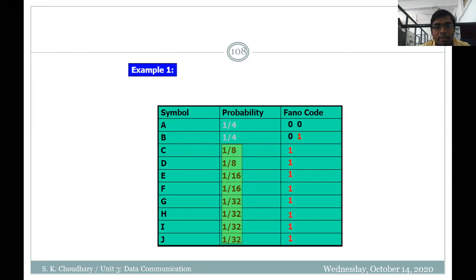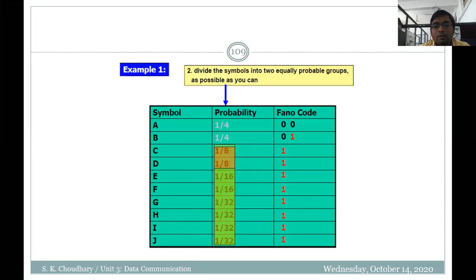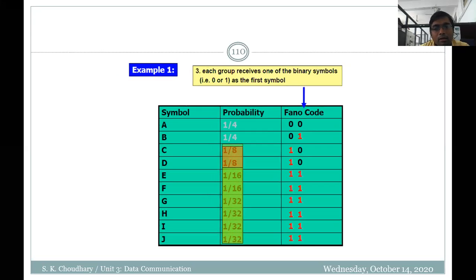So for A and B, coding is completed. Now see the other group. Divide the symbols into equally probable groups. As I have just told you, C and D are in one group and E to J are in the other group. So according to our division for equally probable messages, we have written 0 above the division and 1 below the division.